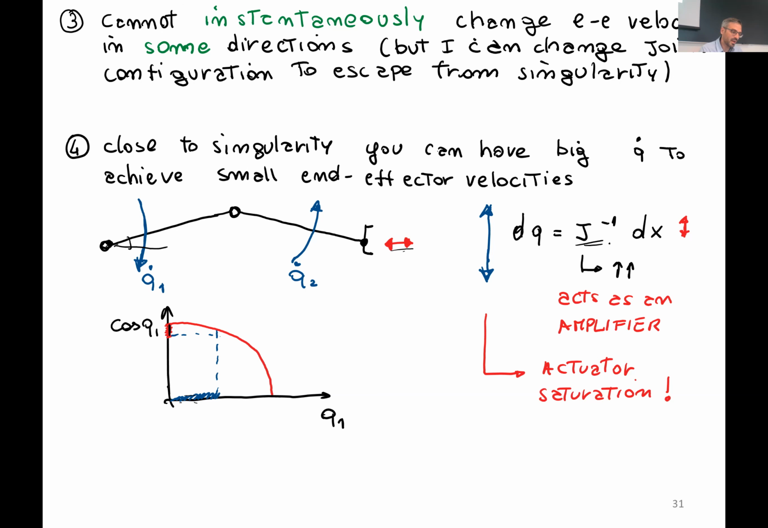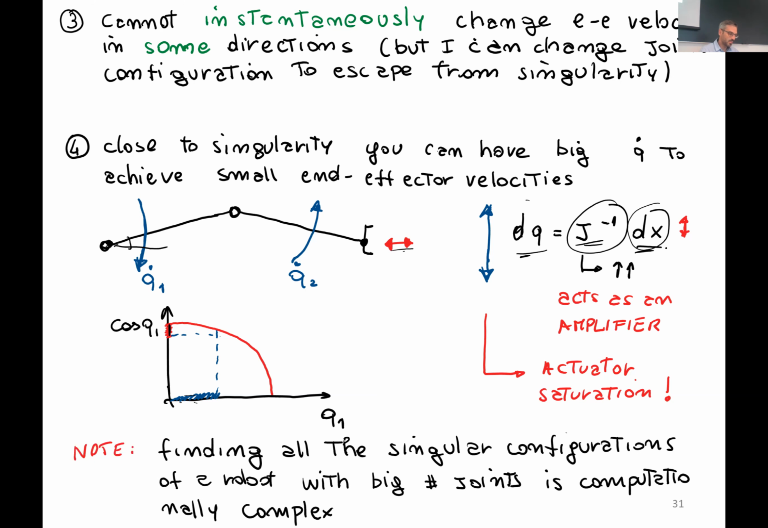So its determinant is very close to 0. So if you invert it, you will have 1 over the determinant that you use when you invert the matrix, and you will have a big number. So the Jacobian acts as an amplifier. So for a small motion, you need very big motion of the joints. And this can create the problem of saturation of the actuators, which need to move very fast. You see, these could be seen as velocities, or infinitesimal displacement is equivalent.